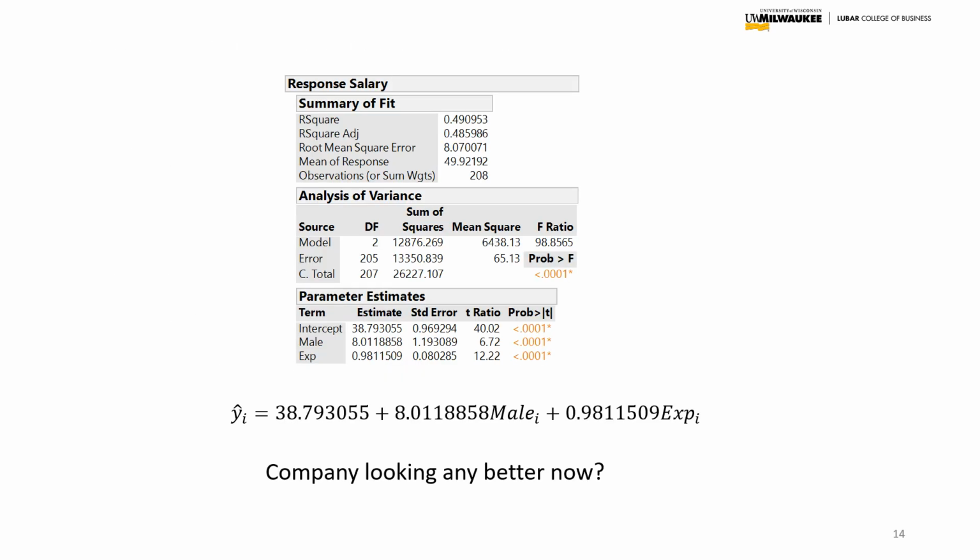Here we see the regression on male and experience, and we see the coefficients. We see the coefficient of 8.0118, which is around $8,000 more for males relative to females, not any different than what we saw earlier. We have an adjustment with the experience variable in the model that's saying basically for every year of experience, there's about 0.98, or about $1,000 more salary on average.